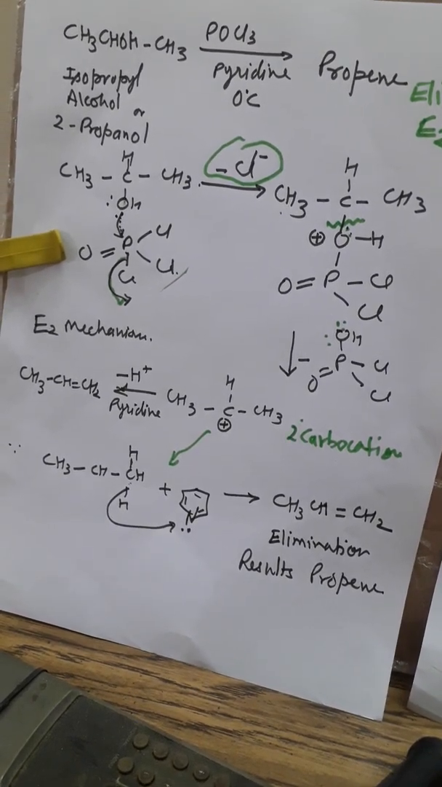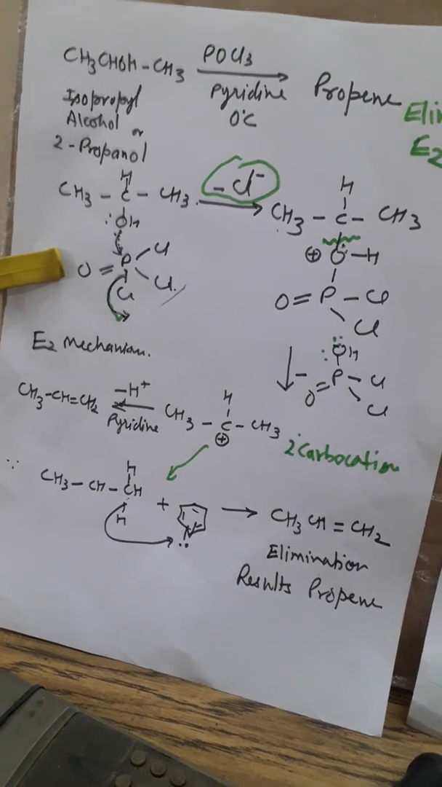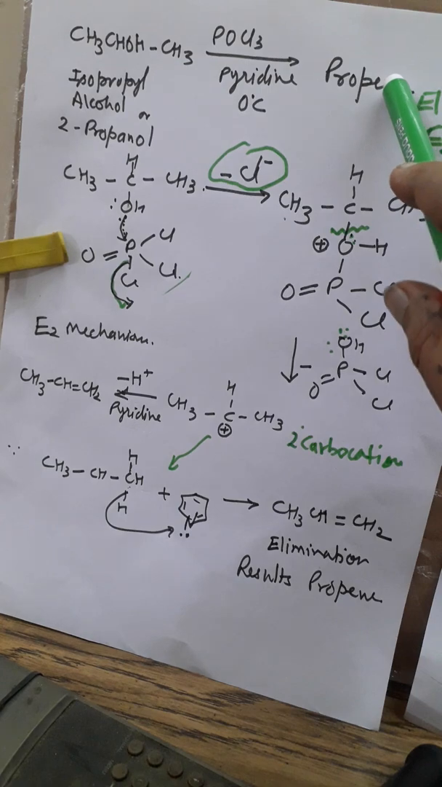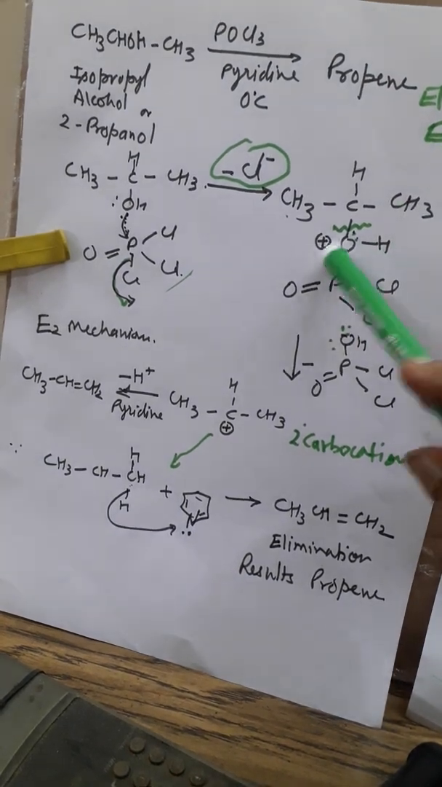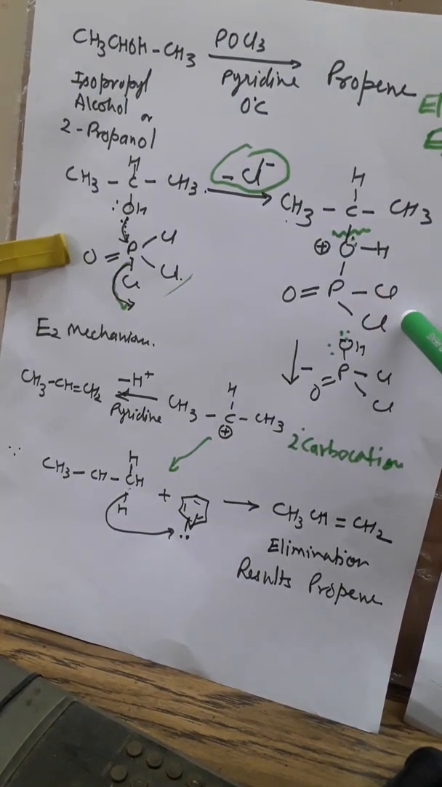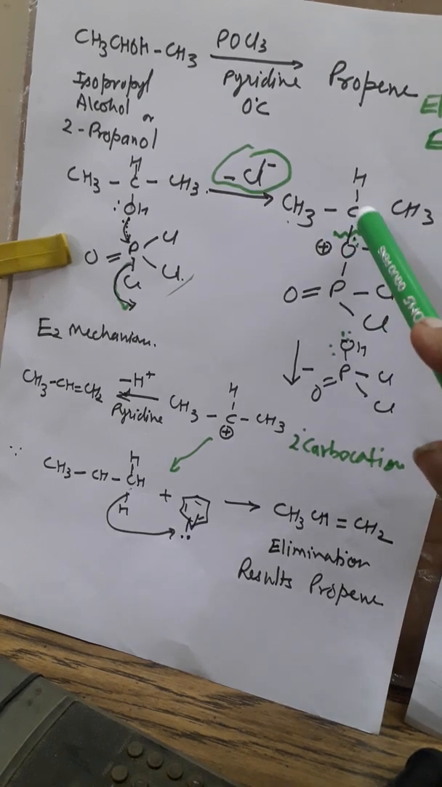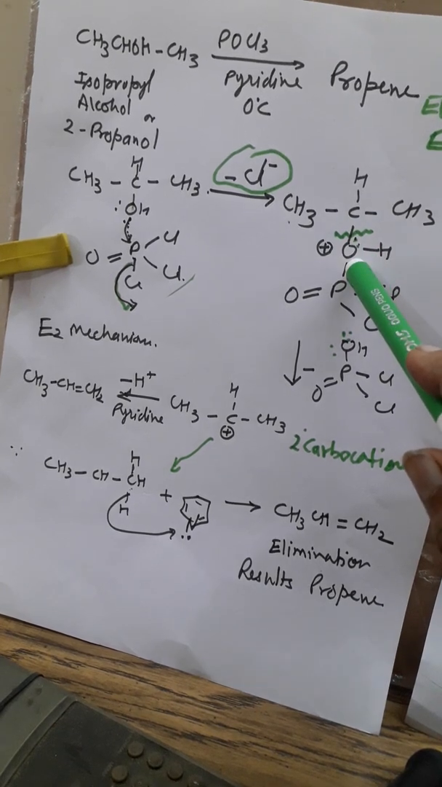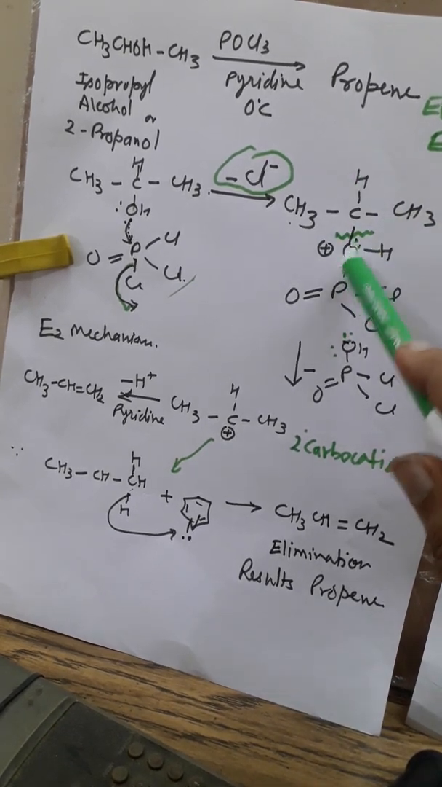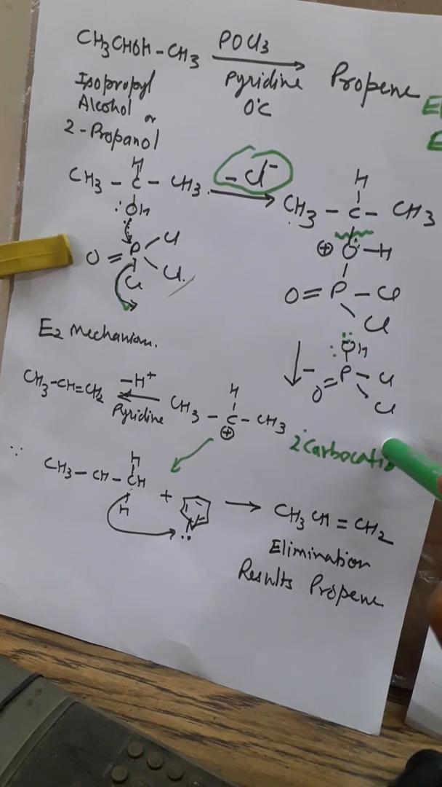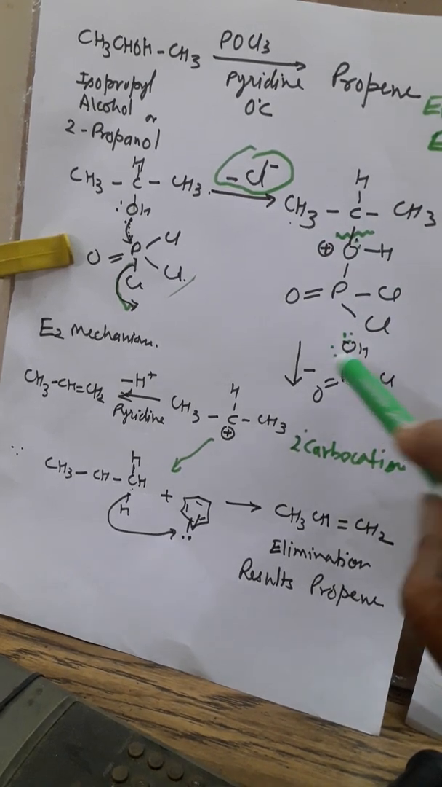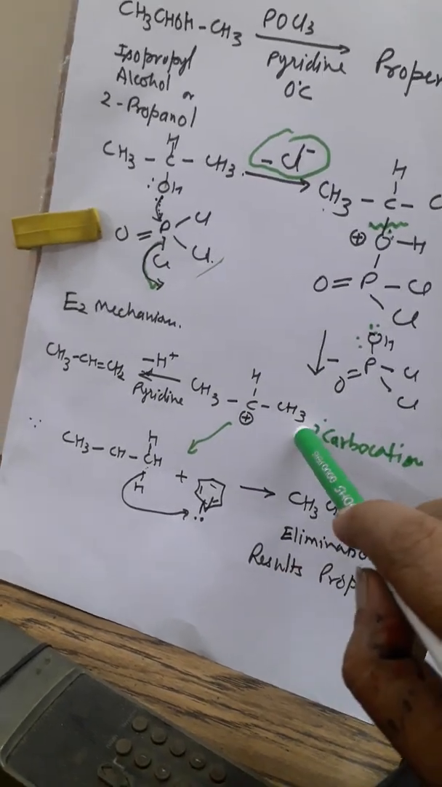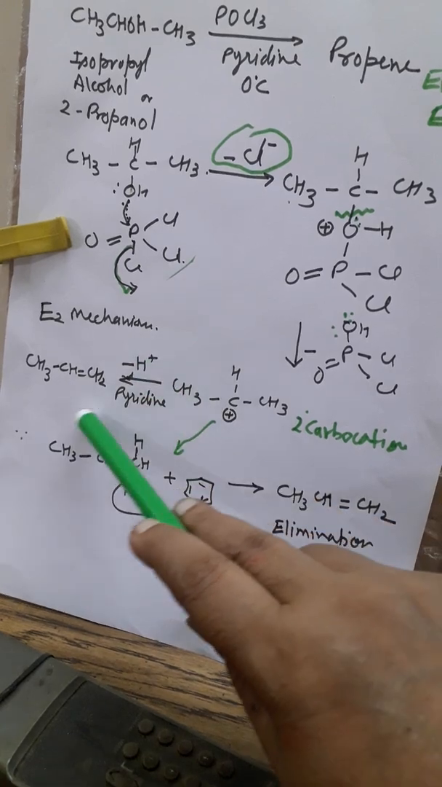Otherwise they are giving PCl3. When they are using PCl3, you will get alkyl halide. You will not get propene by this. So only this will give you propene at 0 degree C. Clear? Now see, this protonated chloroester phosphate ester is formed here. After that, this oxygen will not carry positive charge for a long period of time, because it is electronegative. So cleavage occurs and this is kicked out. This is a better leaving group, so it will be kicked out and formation of carbocation takes place. And after that pyridine grabs the proton and we will get propene.